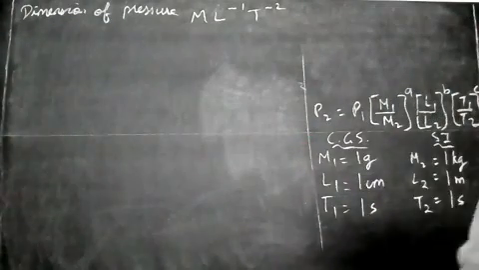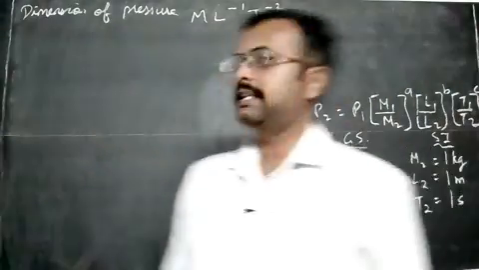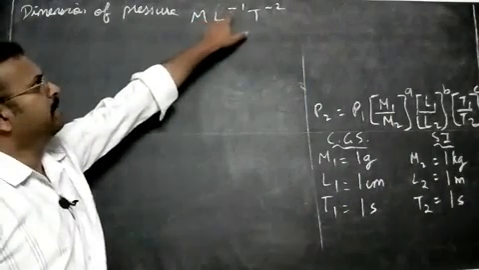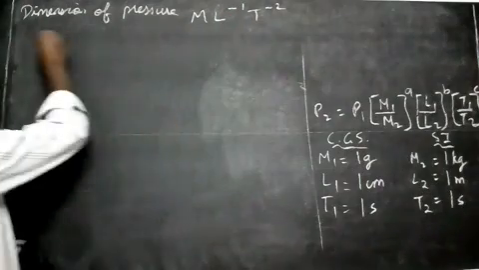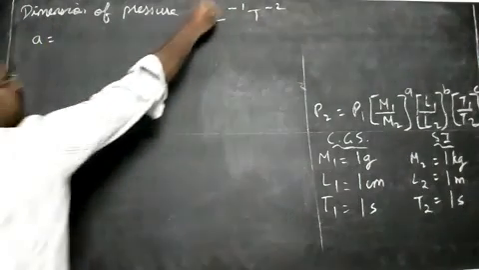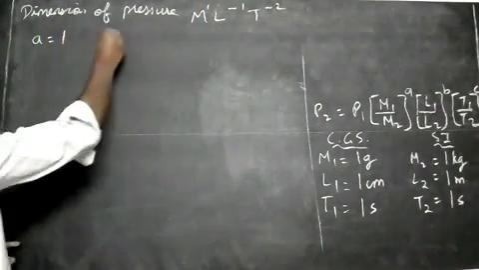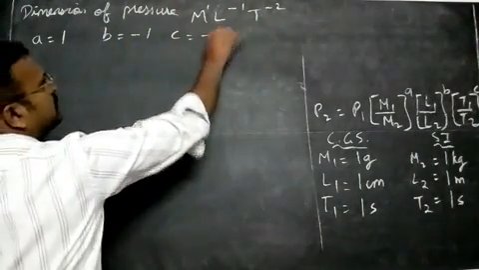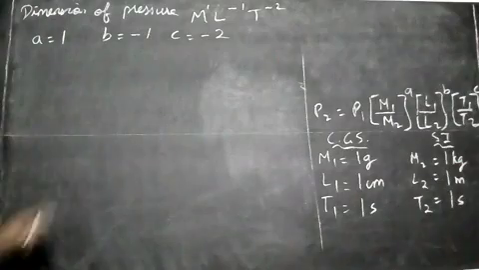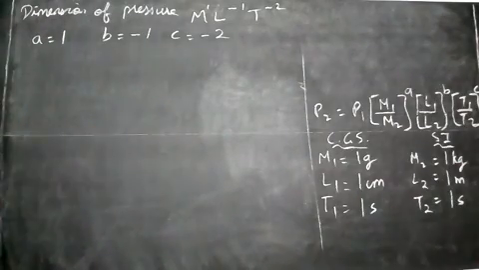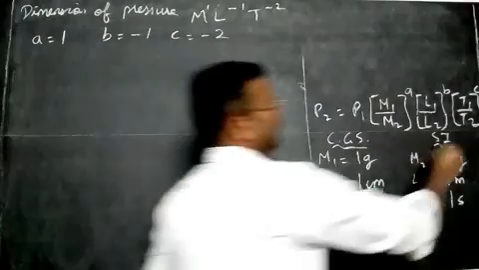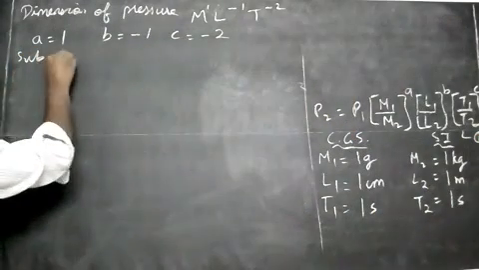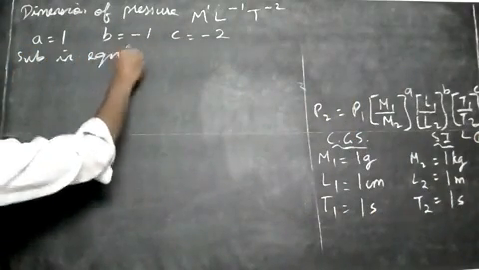Now let us substitute these values and see. From this we compare it. So M^A, L^B, T^C. We get here A is equal to 1, nothing is there other than 1. B is equal to minus 1. C is equal to minus 2. Okay, we get these terms here. Next, what you must do? Substitute in equation 1.